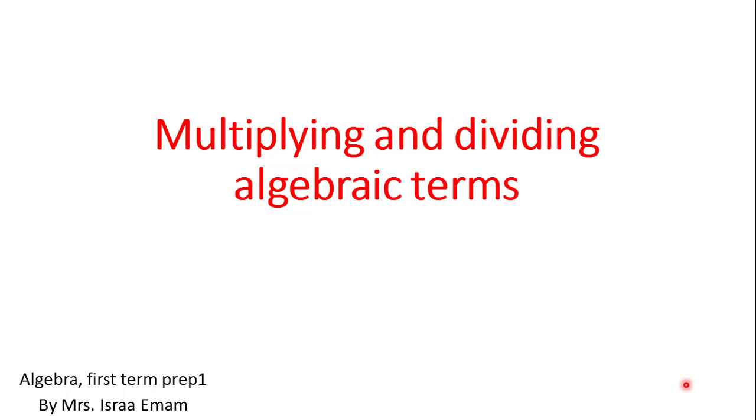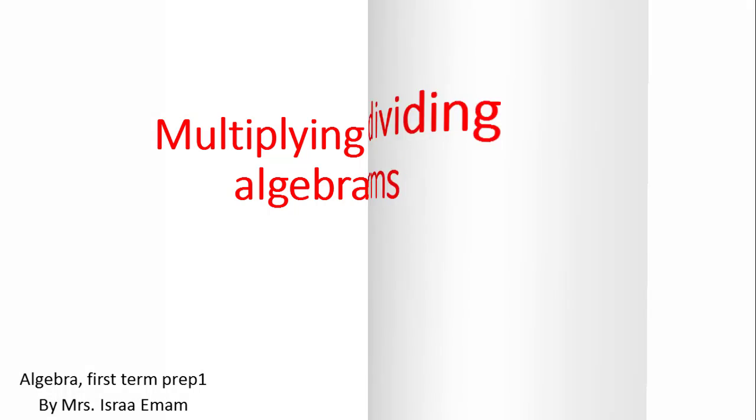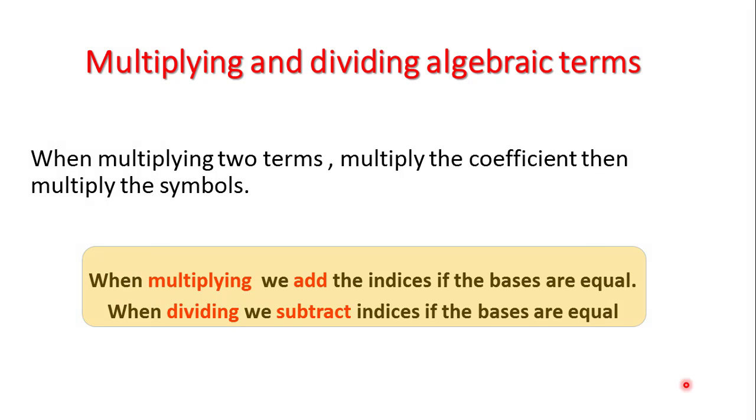Our session today is about multiplying and dividing algebraic terms. Okay, if we have algebraic terms and we want to multiply them, if the base is the same, it means that we have the same algebraic factor but different powers or similar powers. If we are multiplying, in this case we will add the powers, we will add the indices if the bases are equal. If we are dividing, we will subtract the indices.